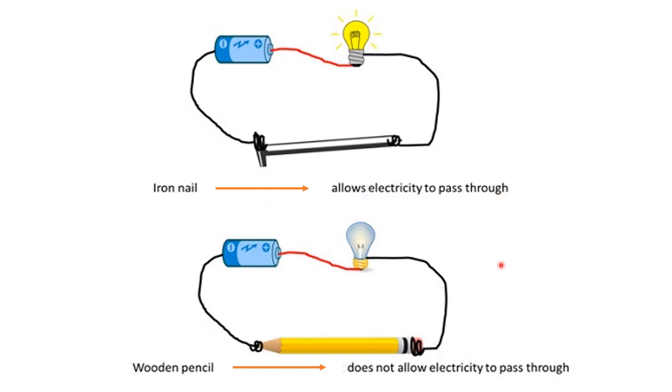Now let's have a look at the second case. Here, once again, we have a cell, a bulb, and the two metallic clips. Here, in between the metallic clips, a wooden pencil is kept. We can observe that the bulb is not glowing. The wooden pencil does not allow electricity to pass through it.